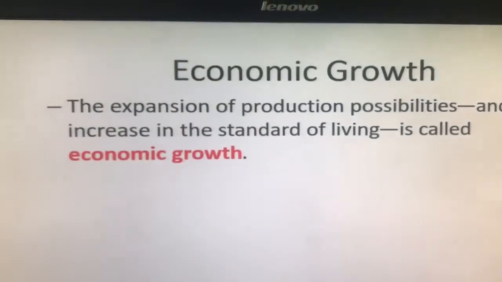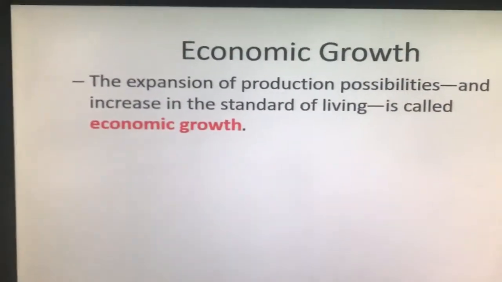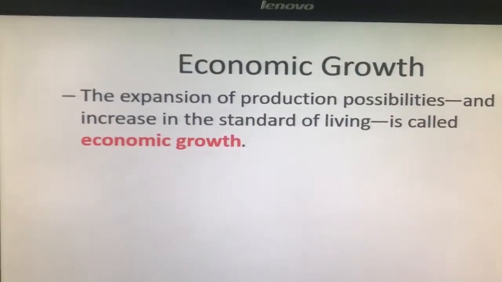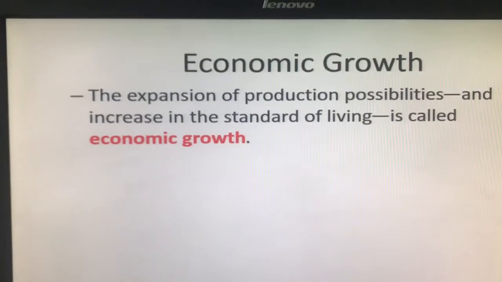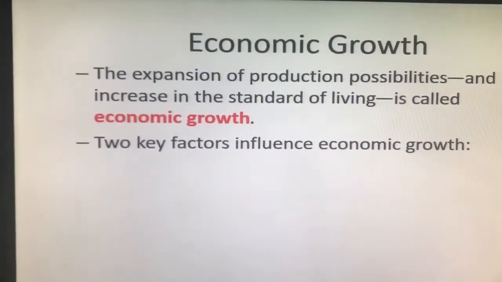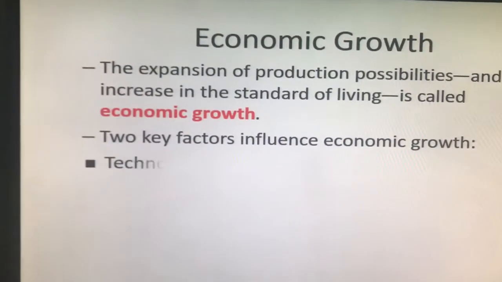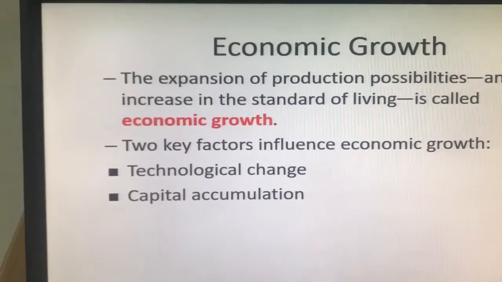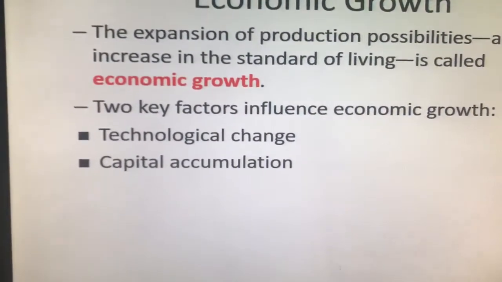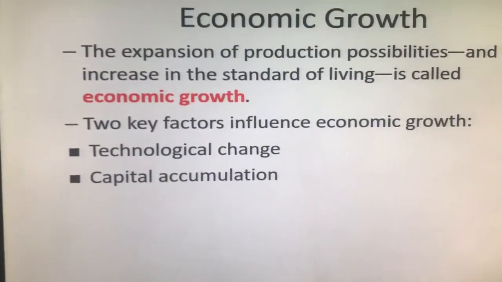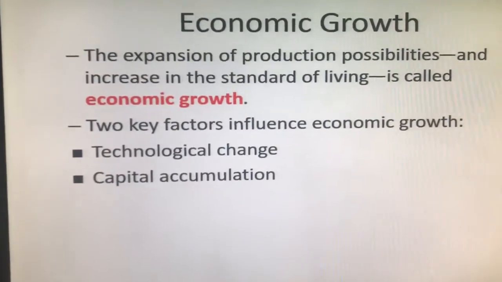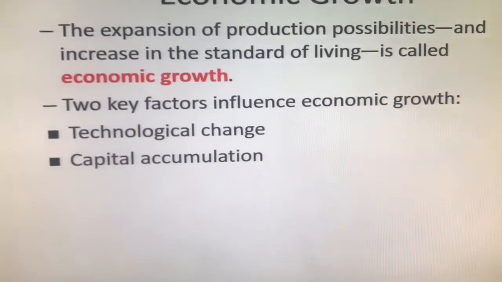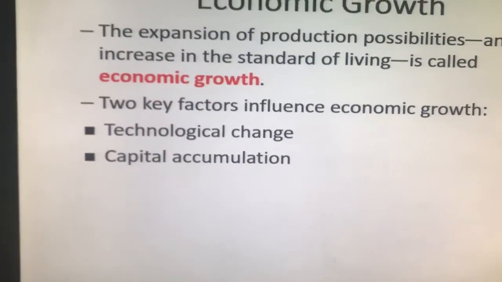When we talk about PPF or production possibility curve, we have something called economic growth. What does it mean, economic growth? Economic growth means we are producing more of the two goods. So there are two factors that will lead to economic growth: technological change and capital accumulation. If we accumulate more capital, more machines, we can produce more. If we are starting to use new technology, new machines, of course, we will produce more.